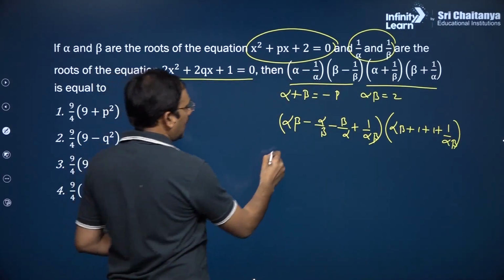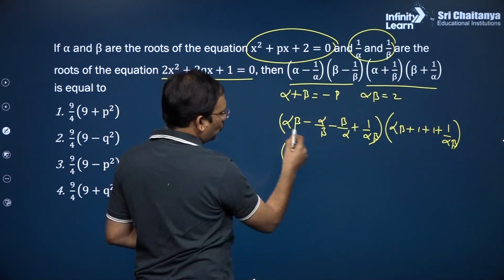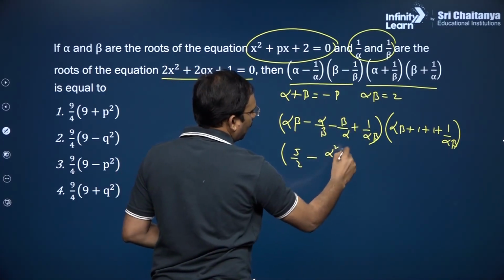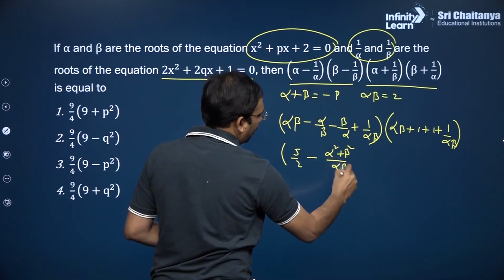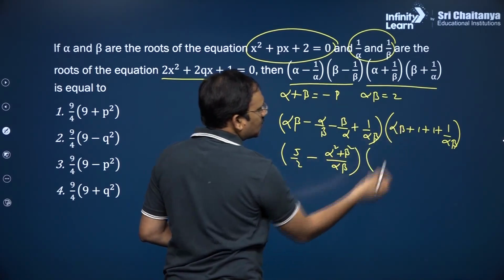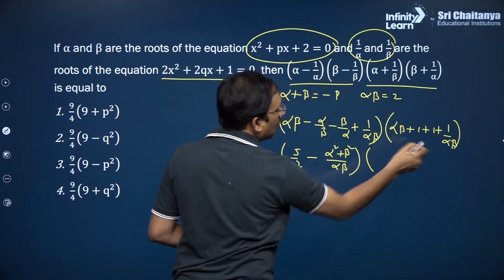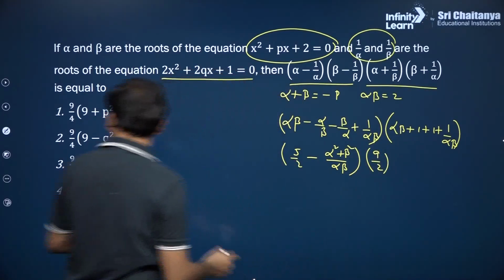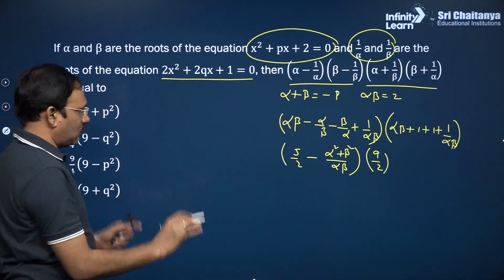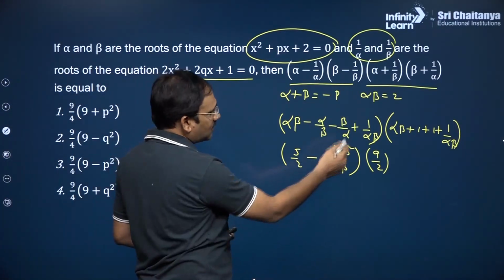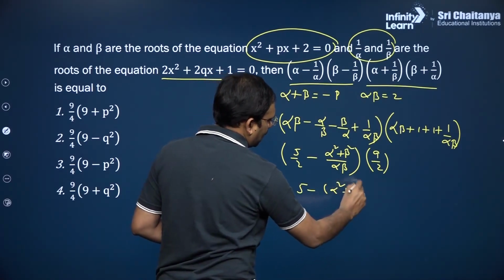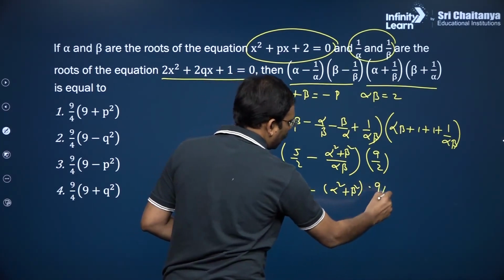So now, my dear friends, alpha beta is already 2, plus 1 by 2, which is 5 by 2, minus of alpha square plus beta square by alpha beta, into this is already 2, 3, 4 and a half, that is we can say 9 by 2. In the options 9 by 4 is there, so this is fine. So alpha beta is already 2. So 5 minus of alpha square plus beta square into 9 by 4 you can write.